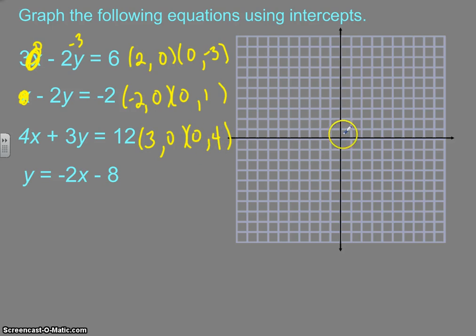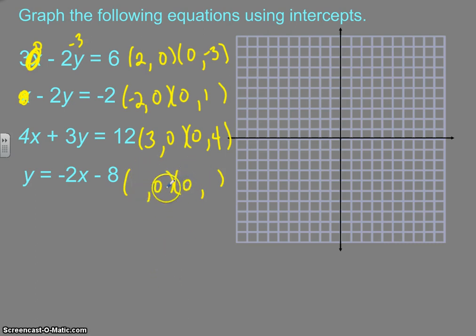Okay, so 3, 0, and 0, 4. And I've got a line, and a very bad one at that, that goes through those 2 points. Okay, let's look at this last one. Again, notice I'm just doing the same exact thing every time. 2 points, comma, comma. Y is 0 for the x-intercept, x is 0 for the y-intercept.